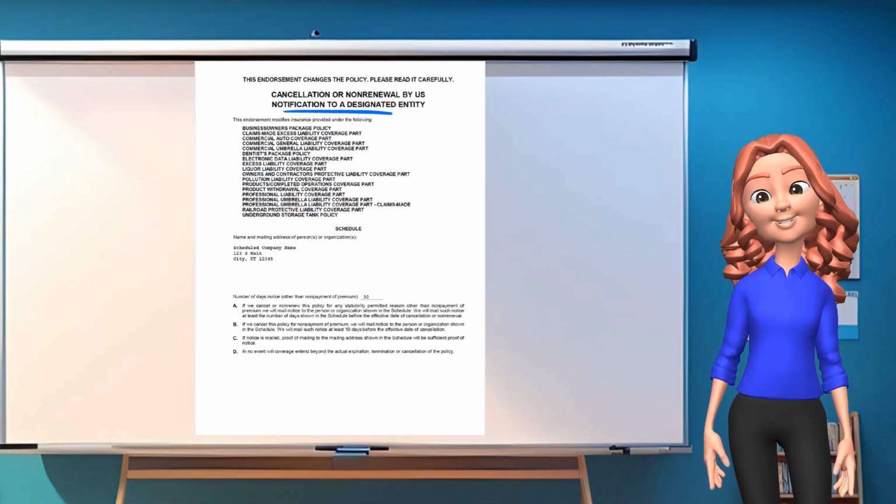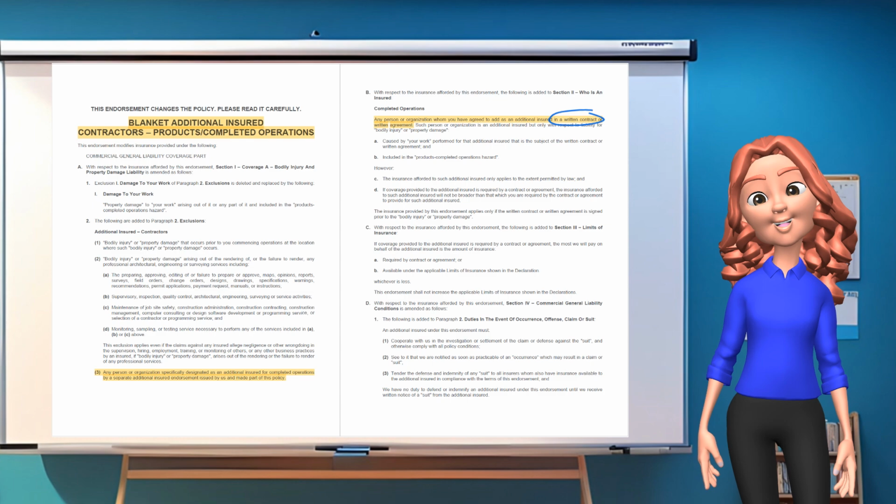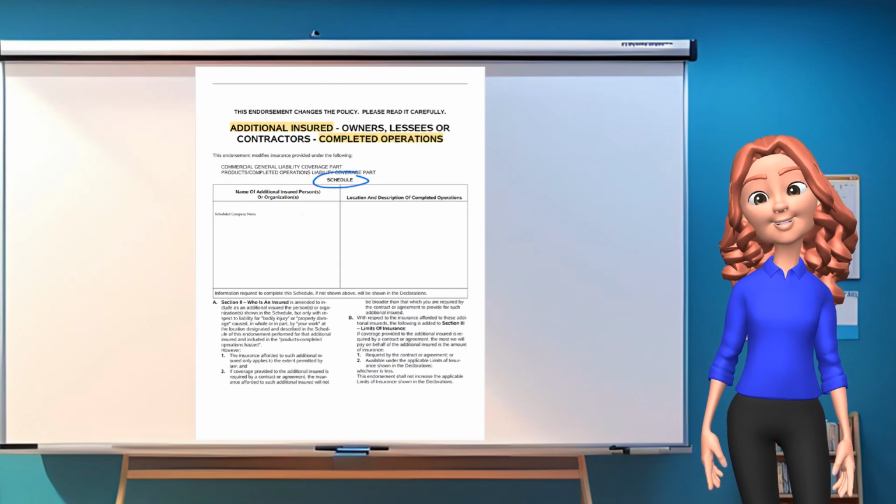You may also be asked for a notice of cancellation, which means the certificate holder is set up to be notified if your policy is canceled. Just keep in mind, this only applies if your policy includes the proper endorsement. These endorsements can be added either on a blanket basis, meaning they automatically apply when required by contract, or on a scheduled basis, where each party is added individually.